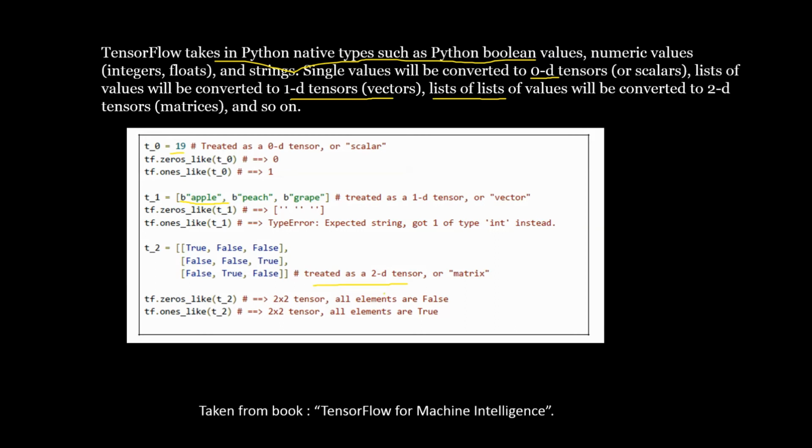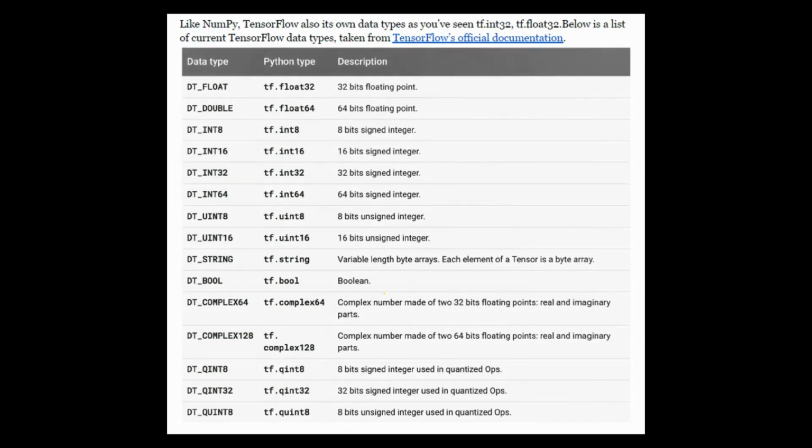Like NumPy, TensorFlow also has its own data types. I'm just giving an overview of all this, so you can go to the Stanford course if you want in-depth knowledge of TensorFlow. I just want to give an overview and get you started with implementation. Just as in NumPy we have np.uint8 and so on, in TensorFlow we have tf.float32, tf.float64, tf.int, tf.complex, tf.uint8.